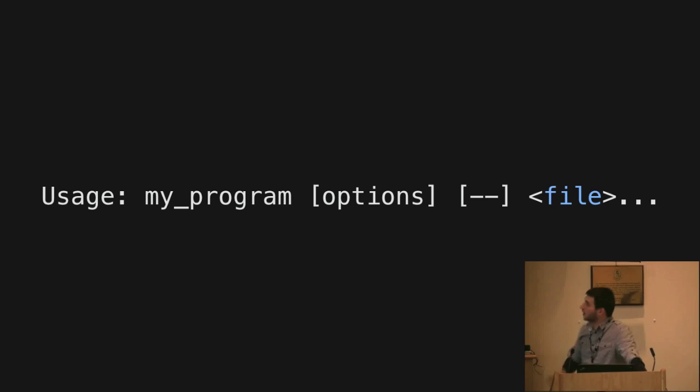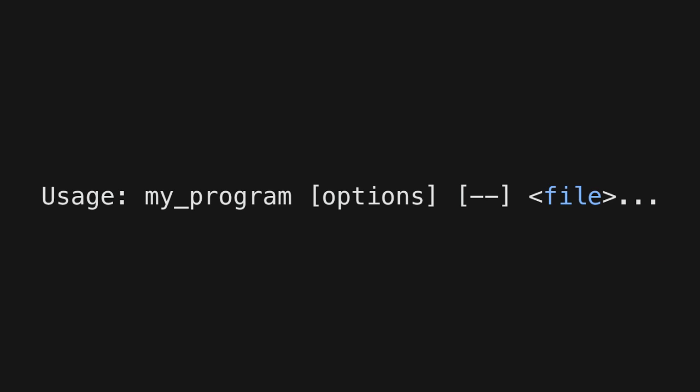Double dash. Double dash by convention, actually by the POSIX standard, denotes that after double dash all arguments are interpreted as positional arguments, even though they might look like options. So in order to support this, you simply put double dash in front of your positional arguments, like that. Or you can even require it. It's just a normal element.